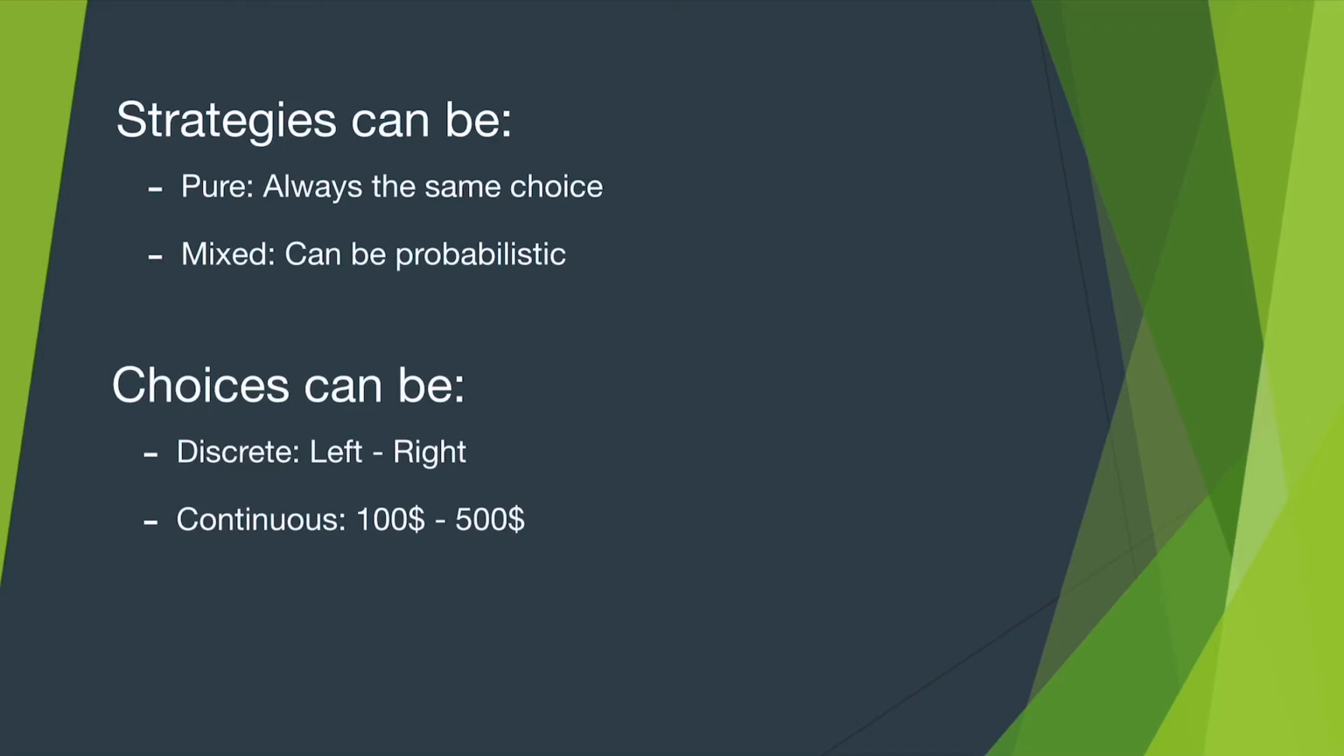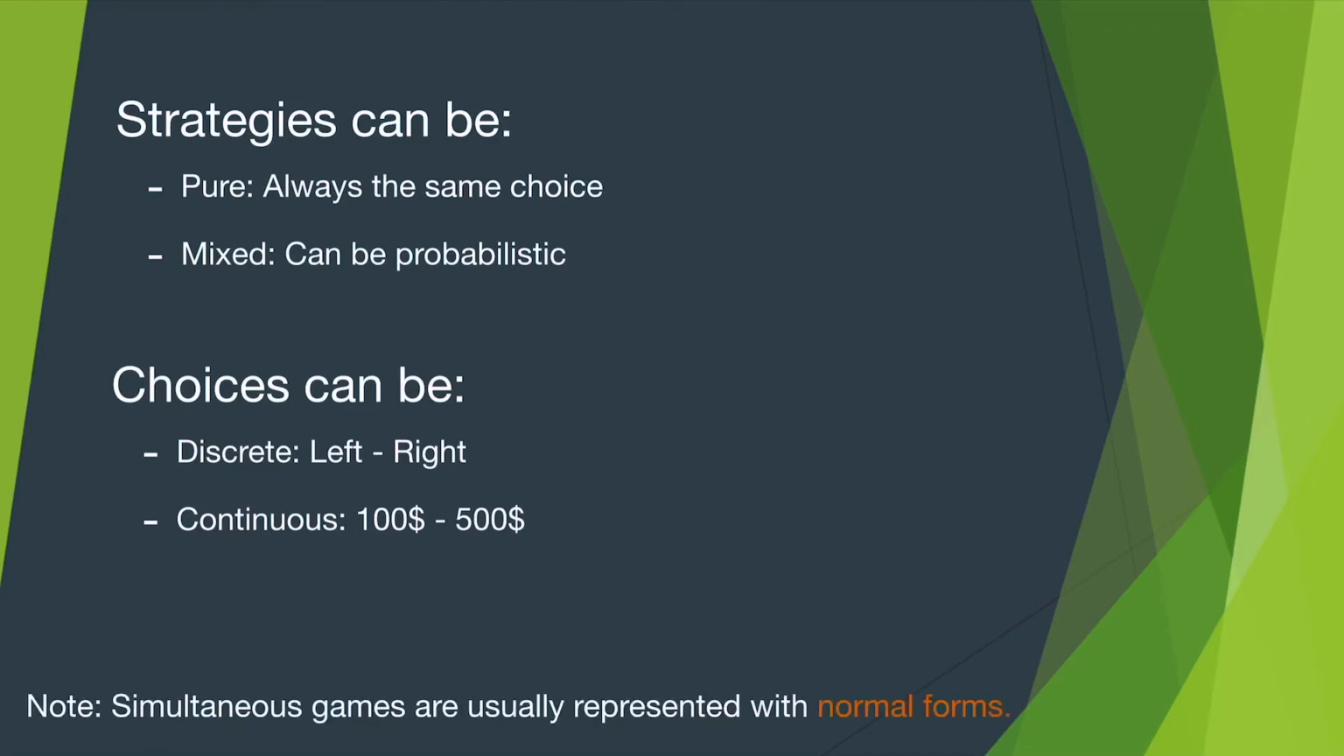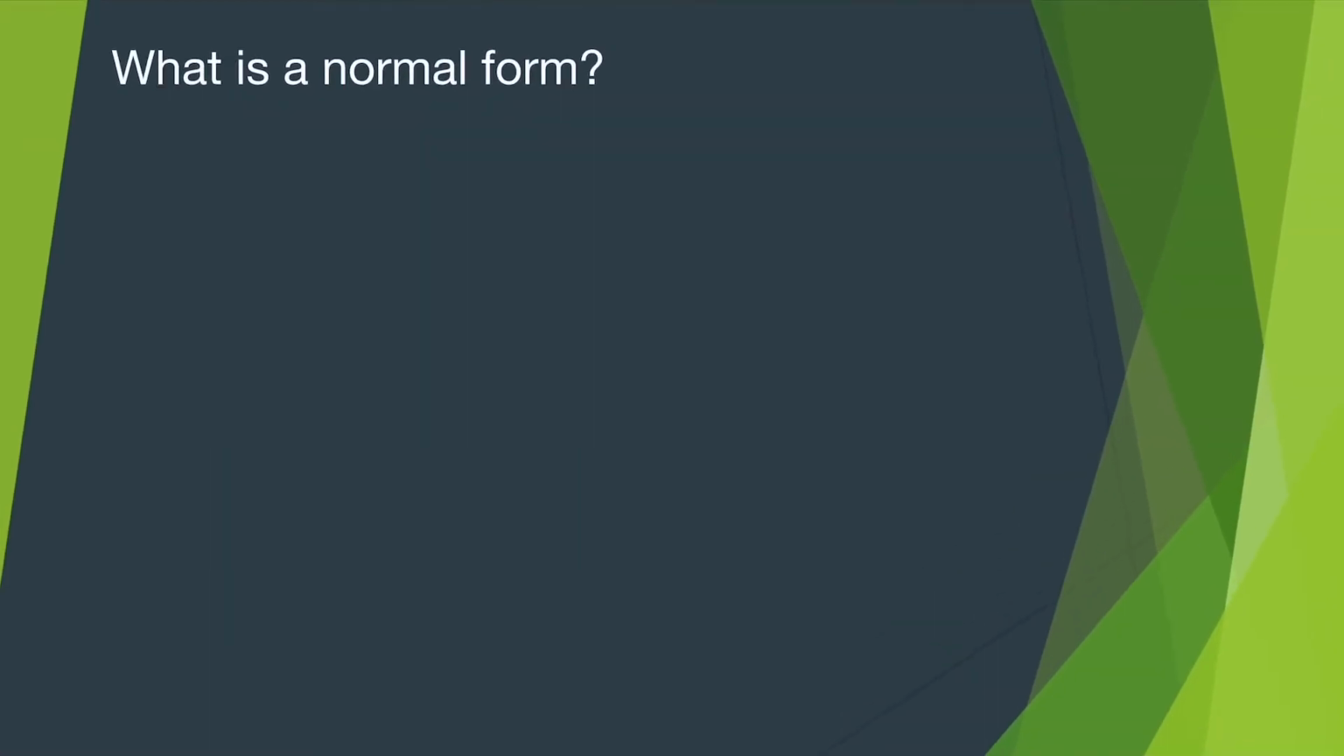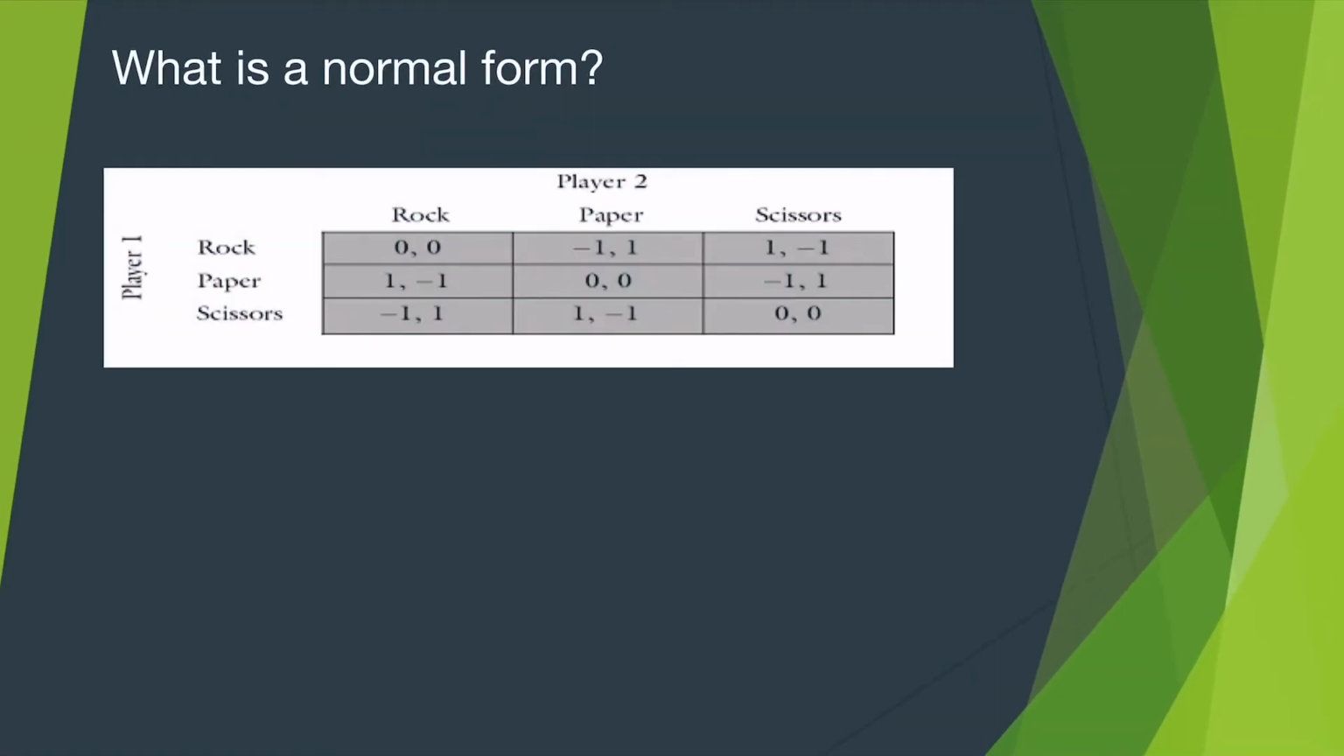Important point. Simultaneous games are usually represented with normal forms. What is normal form? Well, here is an example of the normal form of a rock paper scissors game. In two player games, like this one, each cell represents the payoffs for both players. Let me show with the pointer. Here, each row represents player 1's choices. If player 1 decides to play rock, we can see the possible outcomes in the first row. If player 1 plays paper, you can see it in the second row.